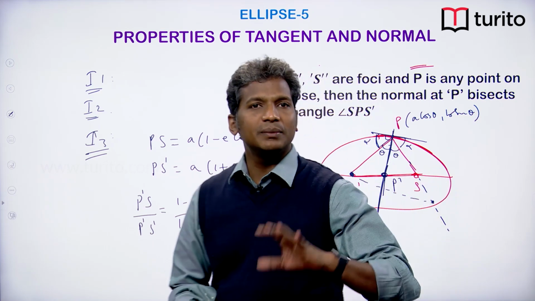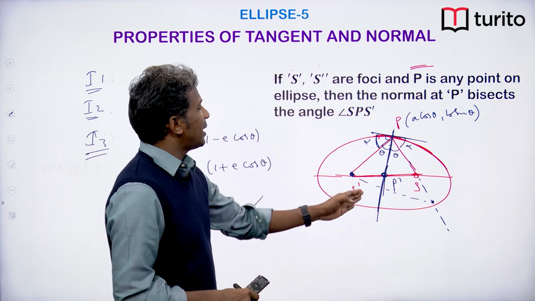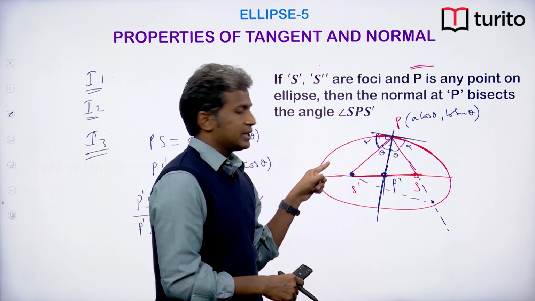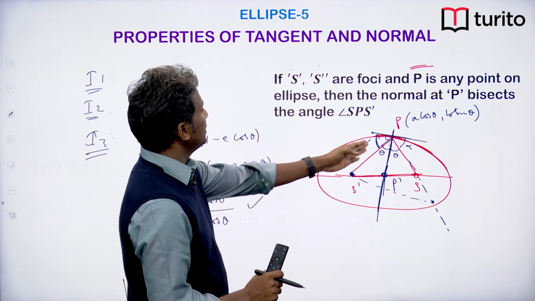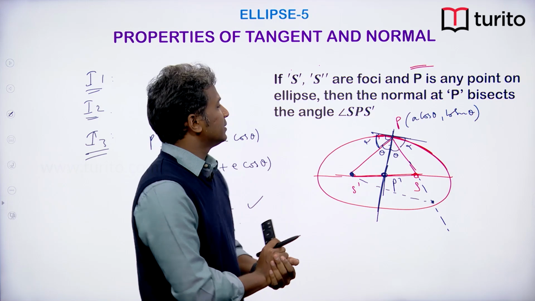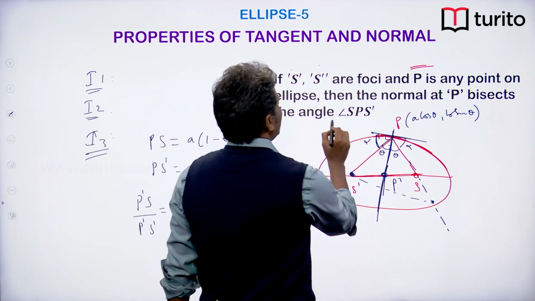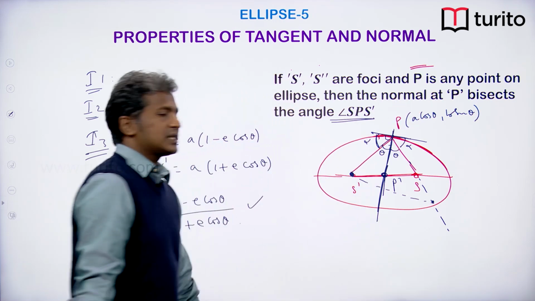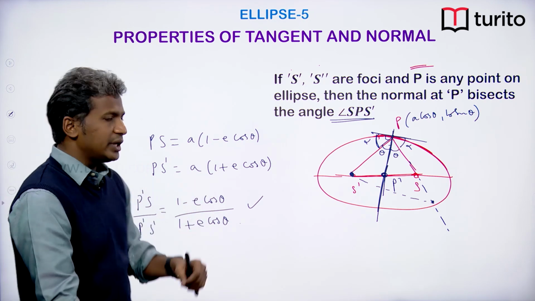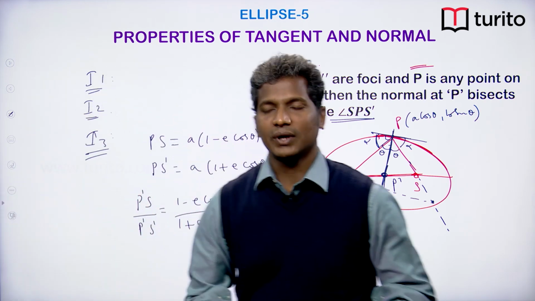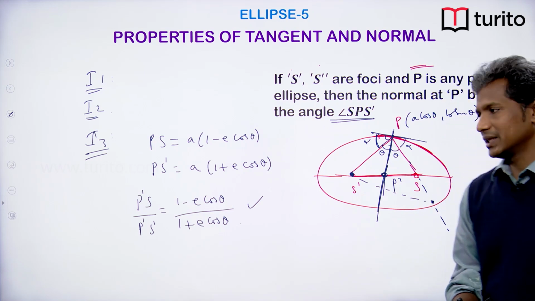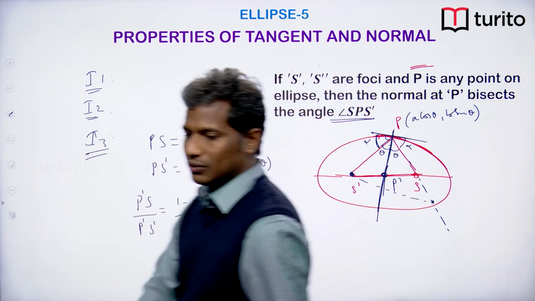So we have basically proved that the normal bisects the angle between PS and PS dash. So normal at P bisects angle SPS dash. We have proved it using simple geometry. I hope you have liked this technique. Come on, make a note of this.